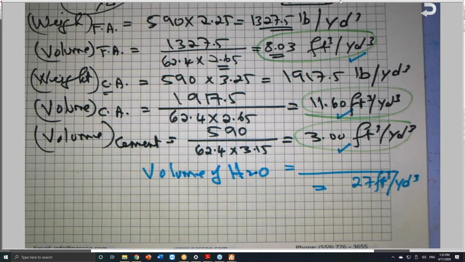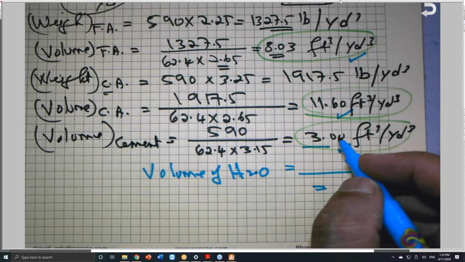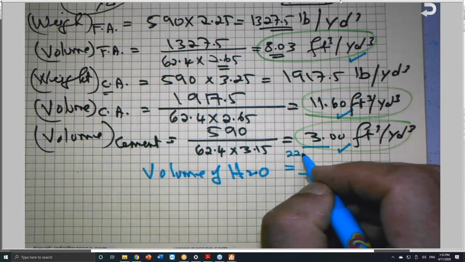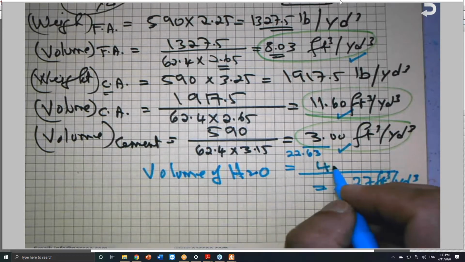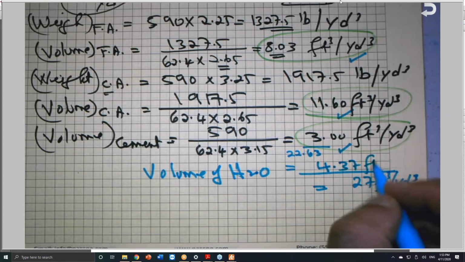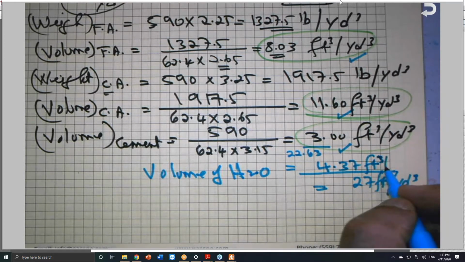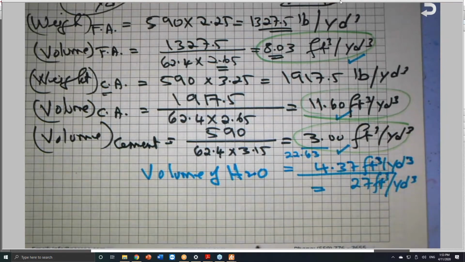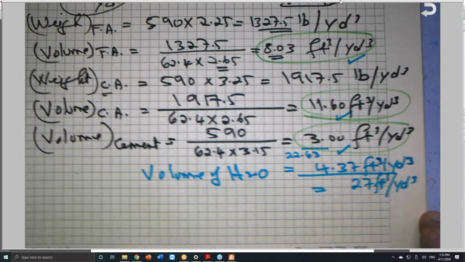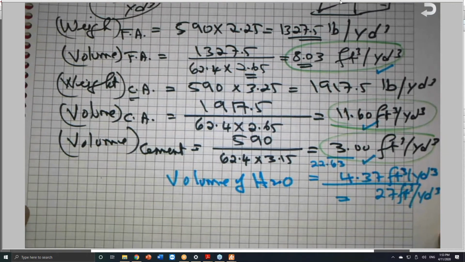So it is 8.03, enter, 11.60 plus, 3 plus. The sum I came up with is 22.63. I will take 27 minus that, so this will give me 4.37 cubic feet per cubic yard. This is the volume of the water. He didn't mention anything about the air. I know you are going to ask me in just a second, what about the air?